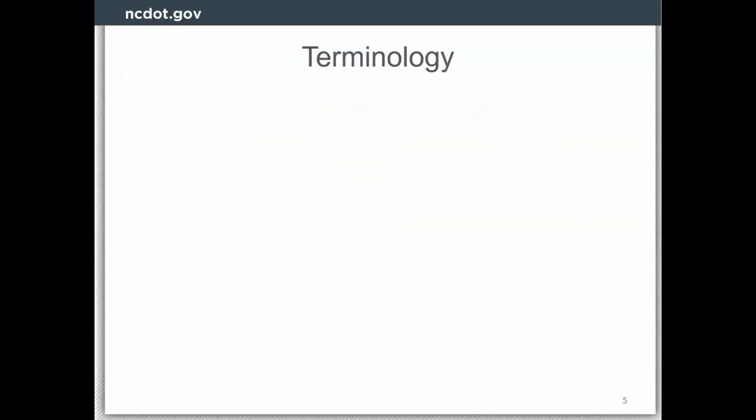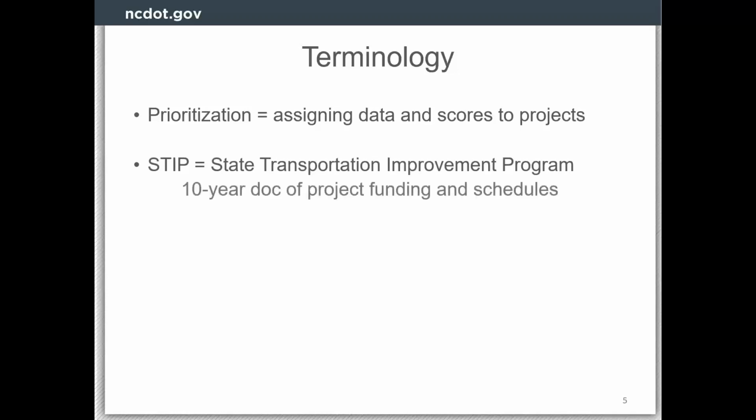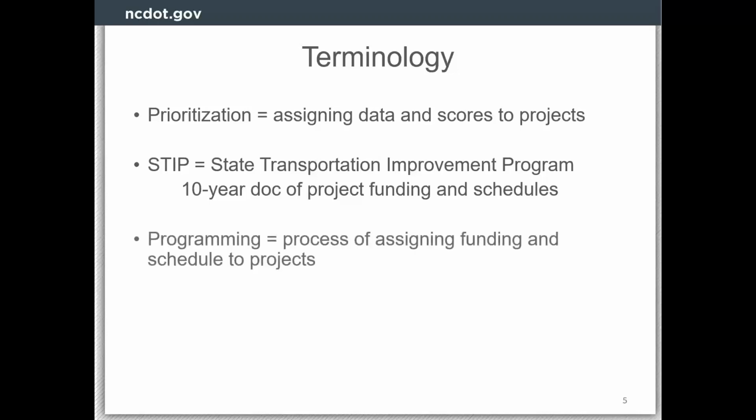So just some terminology as we go through today. Prioritization is just the process of assigning data and scores to projects that get submitted for prioritization, or to the SPOT office. The STIP is the State Transportation Improvement Program, and it's a 10-year document of project funding and schedules. And so in order for the department to work on a project, it must be in the STIP. And the STIP is a federally required document that guides DOT on what to work on, and it also allows our federal partners to see that we're maintaining our infrastructure and our network across the state.